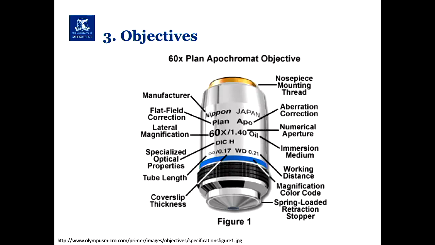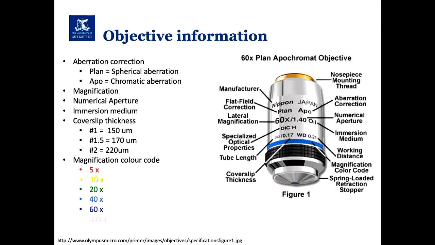Okay, everyone looks at the objectives and sees all this writing, doesn't really know what's going on or what it all means. But there's actually a lot of very useful information written onto the objectives. So let's start at the top and work our way down. First thing at the top here, we've got any types of corrections that we might have on the objective. So here we've got flat field correction, so how evenly illuminated is the field of view. If this is uncorrected, obviously it's not going to be as nice as if it has been corrected.